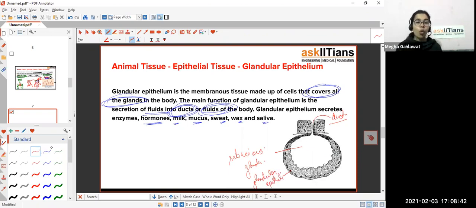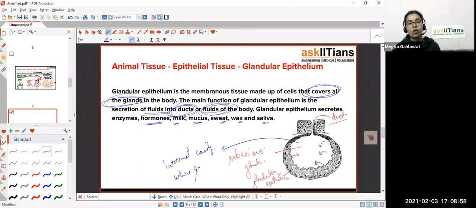These will pour their secretions into the internal cavity. So this is the internal cavity into which the secretions are poured. That is how the entire glandular epithelium works. This glandular epithelium could be a part of the exocrine system, or could also be a part of the endocrine system, which I think I have repeated multiple times.